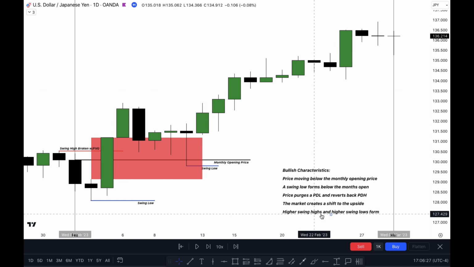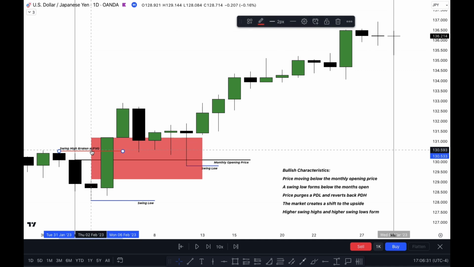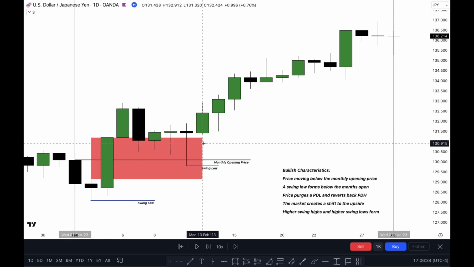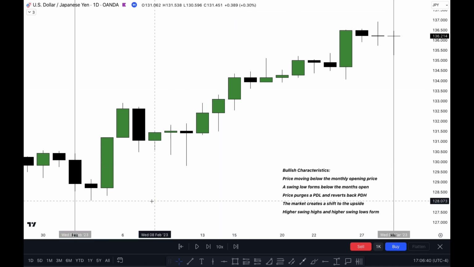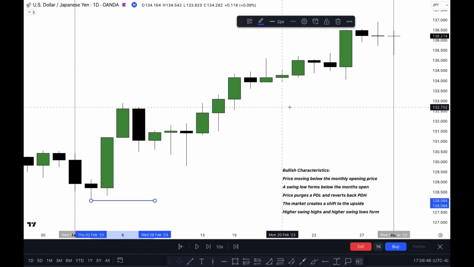Higher swing highs and higher swing lows form. Do we have that as well? Let's check it out. So if we take off this, we take off this, we just want to make it clean so that we can all see it together. For the last bullet point, do we have higher swing highs and higher swing lows? So let's see all the swing lows. I'm just going to mark it off.